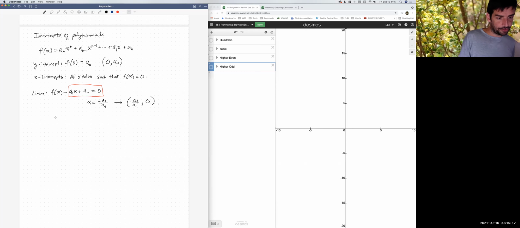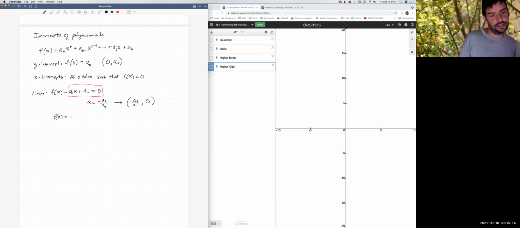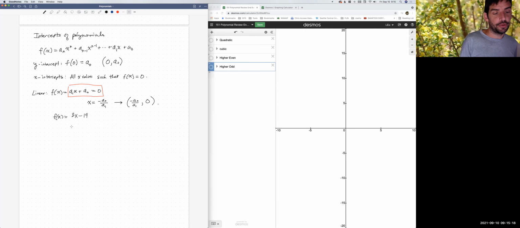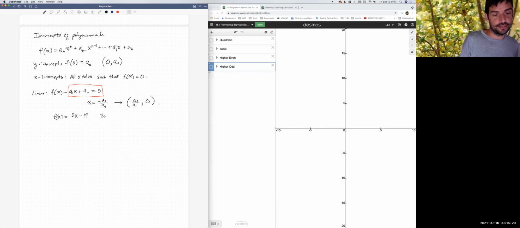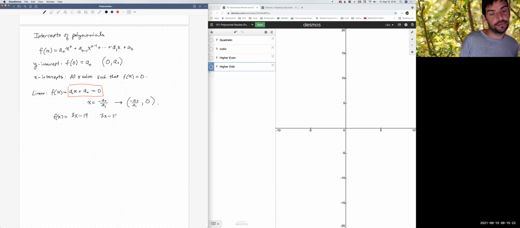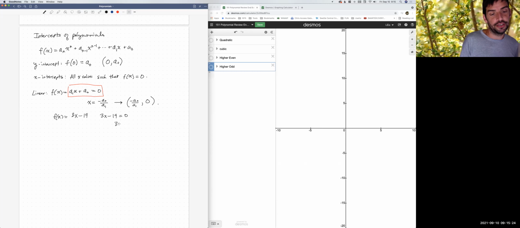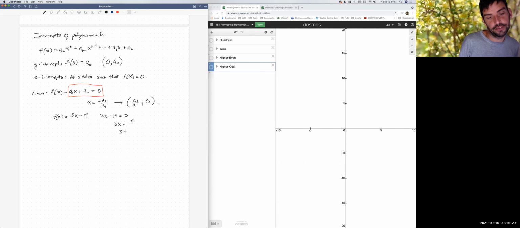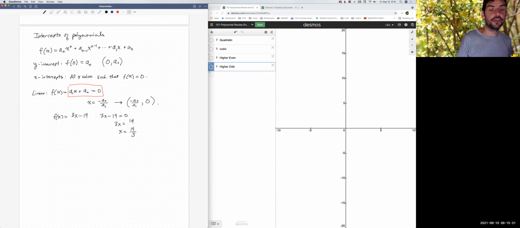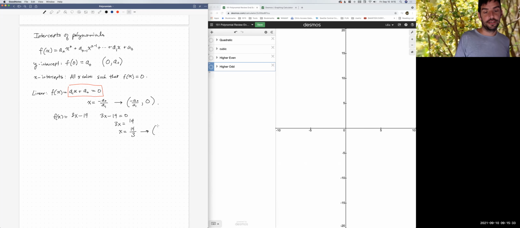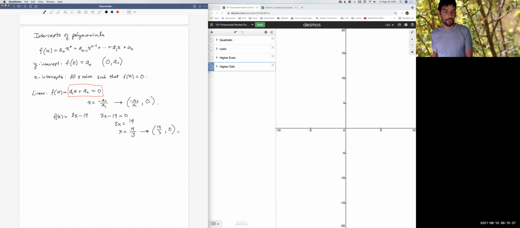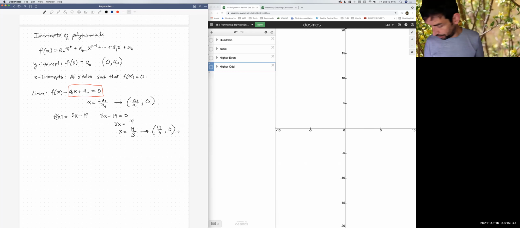So for example, if our function is f of x equals 3x minus 19, and we want to know where it hits the x-axis, we simply solve this equation and we get x equals 19 thirds, right? So the intercept is 19 thirds, comma 0, right? That one's an easy one. That one's pretty straightforward.